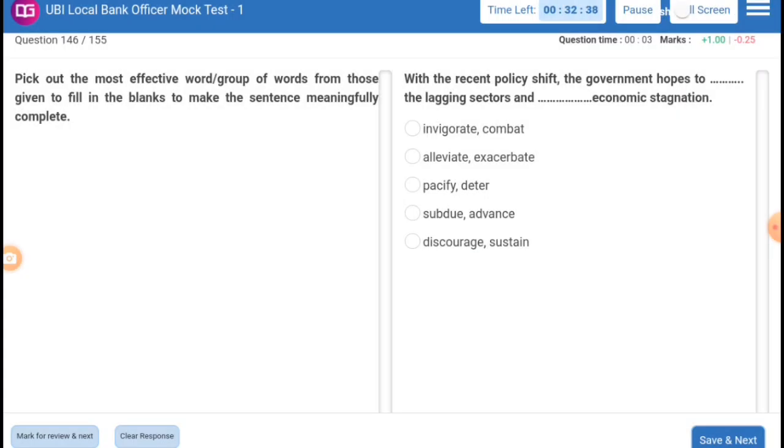With the recent policy shift, the government hopes to invigorate the lagging sectors and combat economic stagnation.